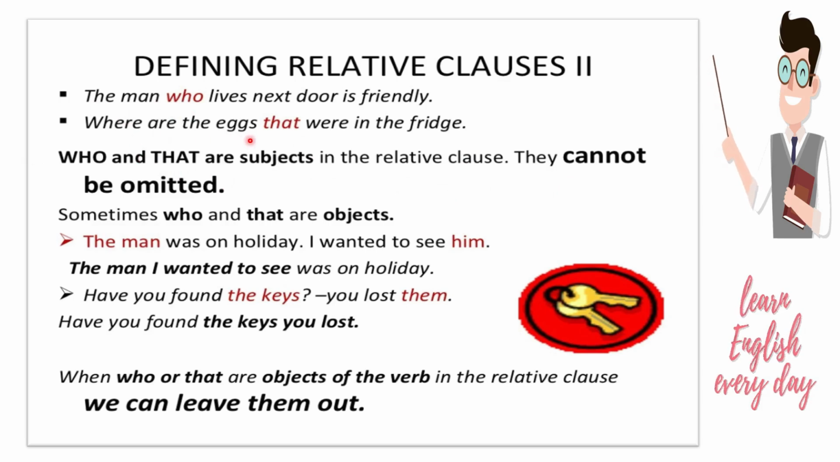Where are the eggs that were in the fridge? So that here is the subject. Who here is the subject. But when who or that are the objects of the verb in the relative clause, we can leave them out. Have you found the keys? Keys here is what? This is the object. The man I wanted to see: the man is what? It is the object.